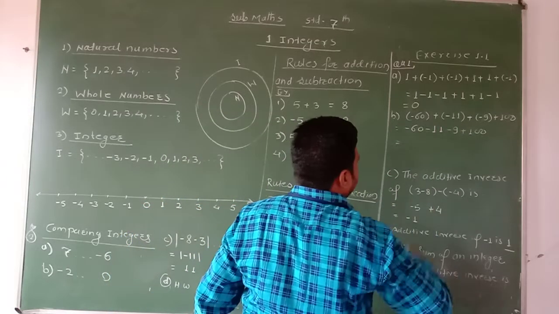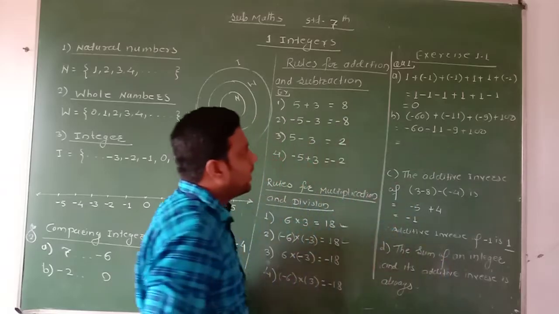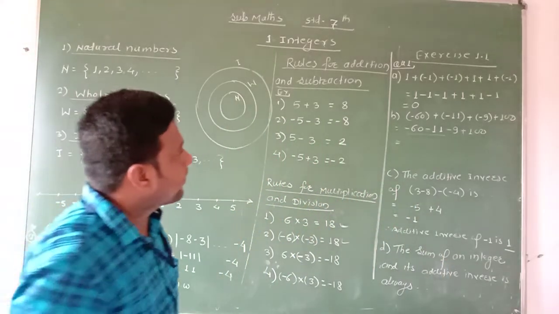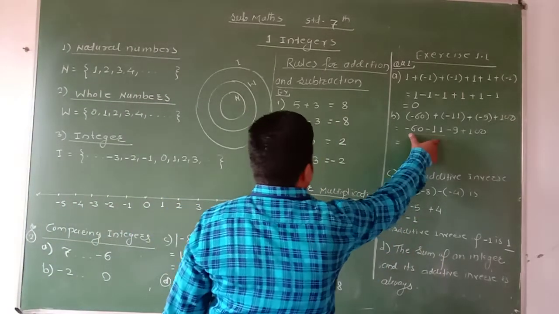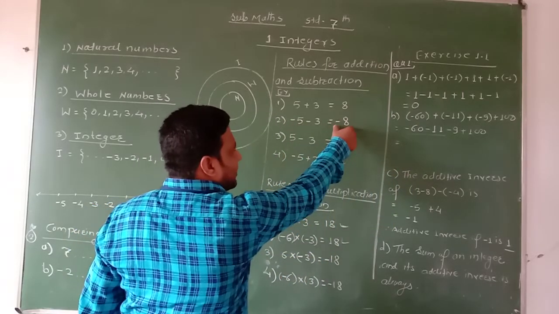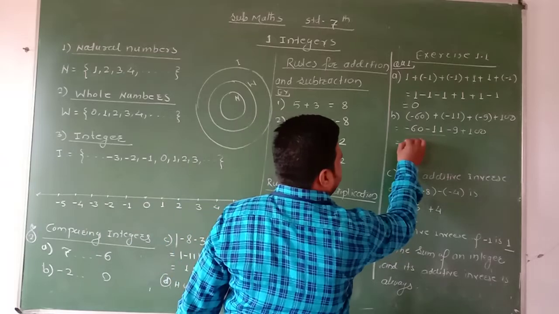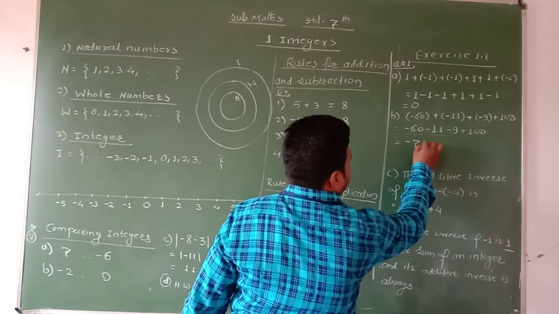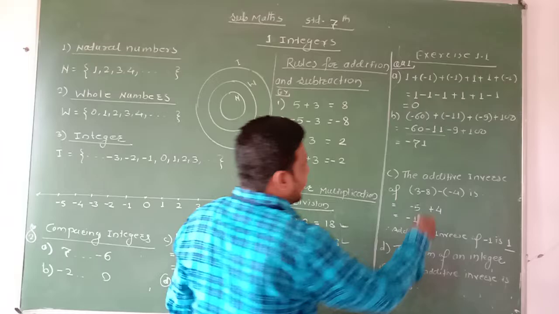Now first we see these two numbers. Now minus 60 minus 11, both are negative. If both are negative, what we have to do? We have to do the addition and the sign is negative here. Therefore here we get minus 71. Clear? Now what is remaining here?